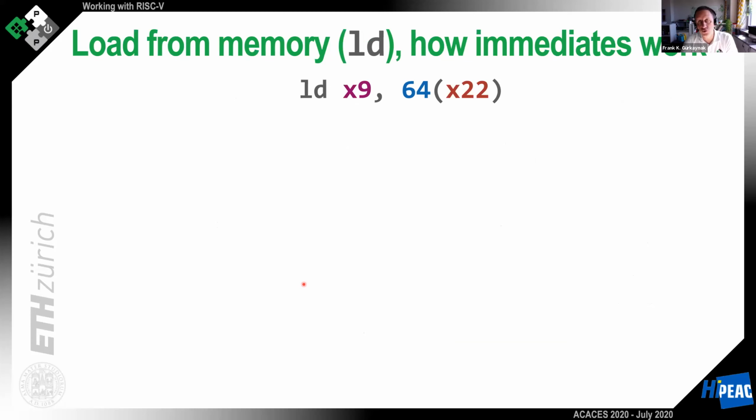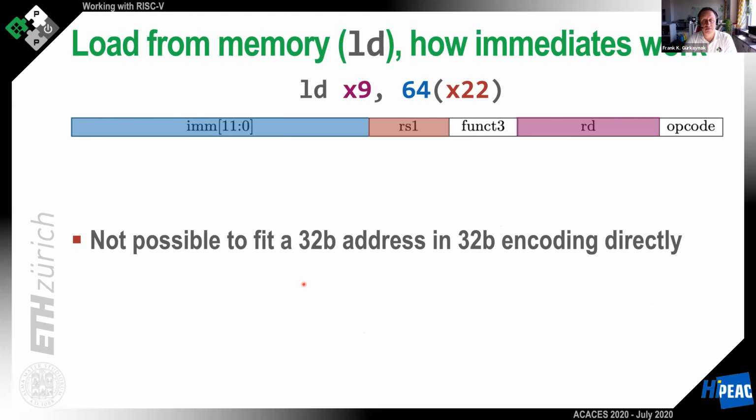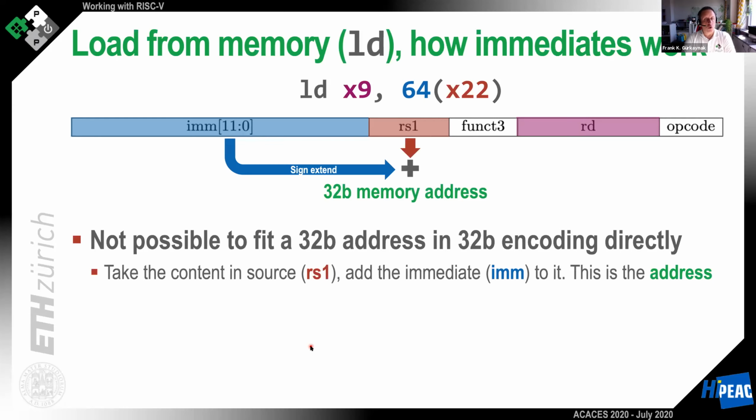We are trying to load from the memory, and the way that we want to do it is we need to somehow assemble an address. It's a 32-bit system in this case, and I need a 32-bit address. How do I come up with it? I have a 12-bit constant encoded. I have the rest of the bits needed to say where I am loading my data from, and where is my address. Since it's not possible to fit the 32-bit address in the 32-bit encoding directly, what do I do?